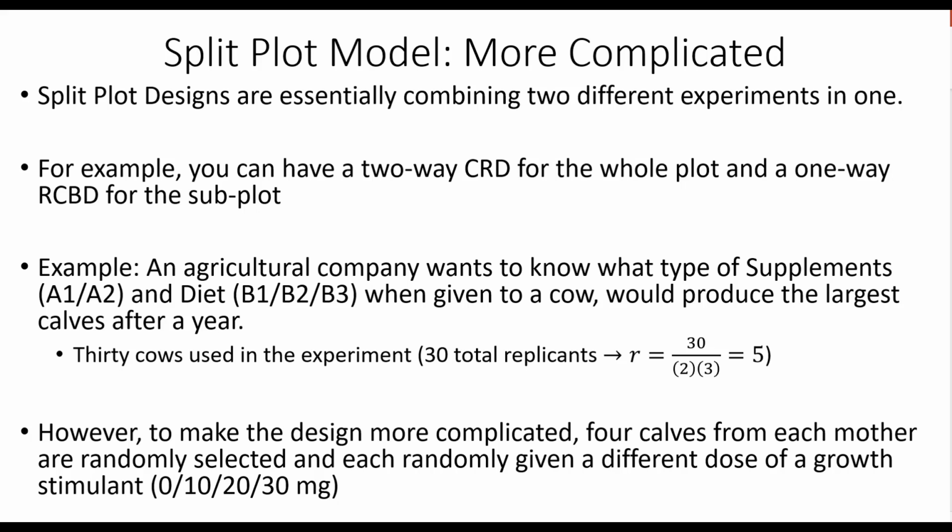Four calves from each mother are randomly selected and given a different dose of a growth stimulant. So four calves taken from the mother, given a different one of four doses of the growth stimulant. If we were just looking at the growth stimulant, this would be a randomized complete block design, where we're treating the mother as a block and the calves as our experimental unit.